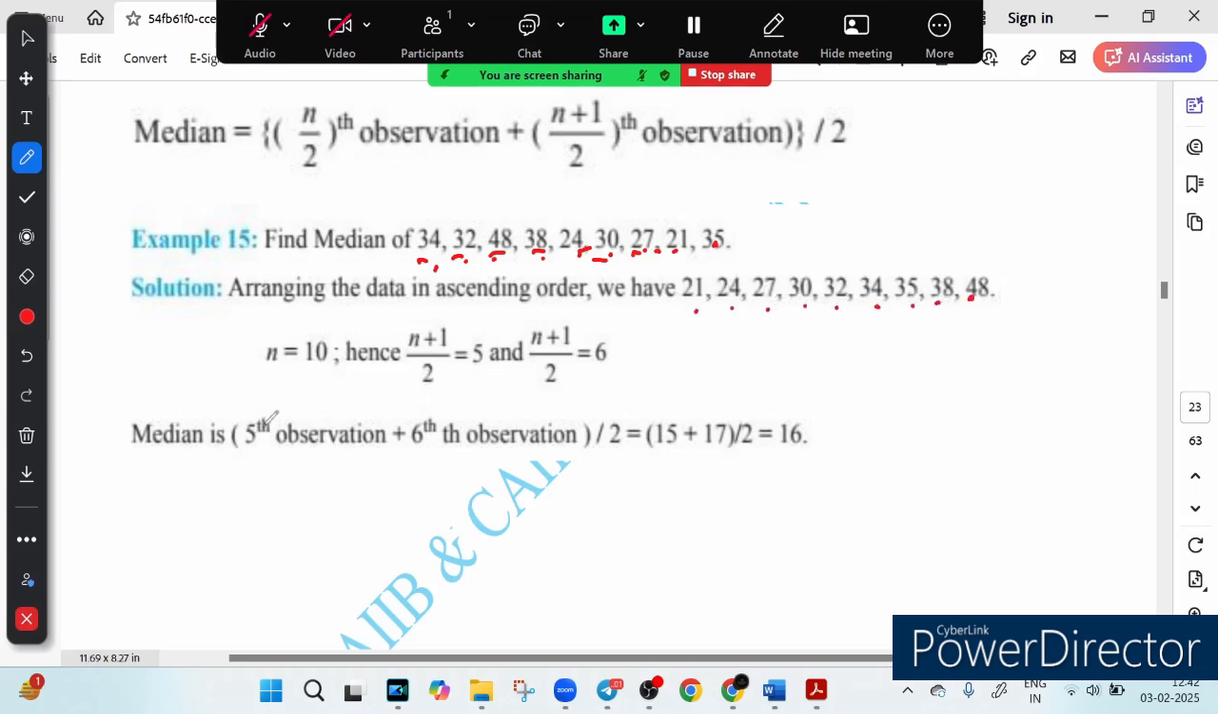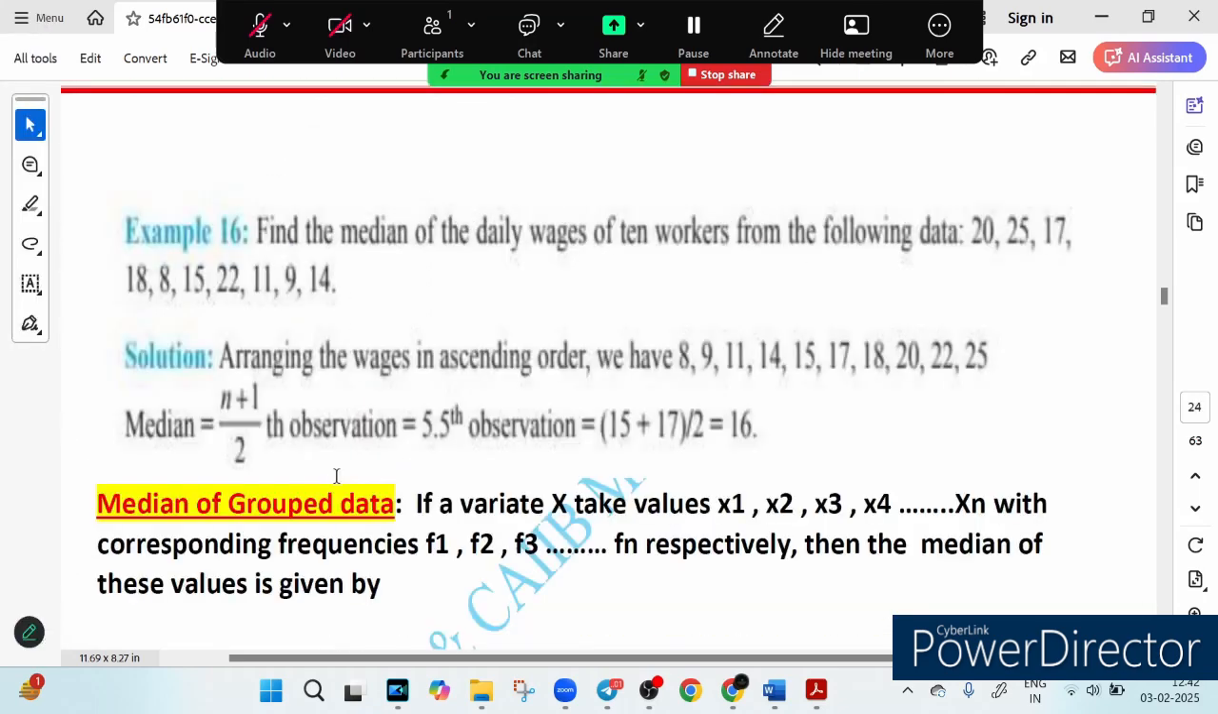So I think there is some mistake in this question, because you see that the number of observations is odd. So for odd, we can just write (n plus 1) by 2th, which is the 5th observation. What is the 5th observation here? 1, 2, 3, 4. This one. So 32 is the answer, right? So there is some mistake in this question, I think. Now let's see the second question.